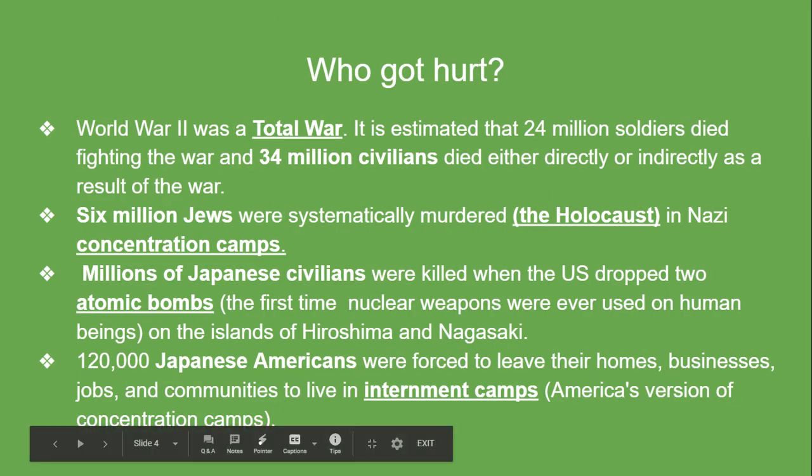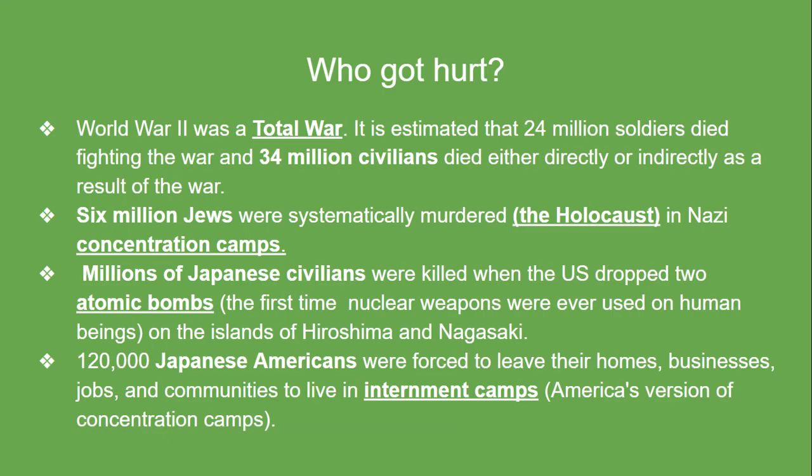Who got hurt? Now, World War Two was a total war. It is estimated that 24 million soldiers died fighting the war, and 34 million civilians died either directly or indirectly as a result of the war. 6 million Jews were systematically murdered, known as the Holocaust, in Nazi concentration camps in Germany and Poland. Millions of Japanese civilians were killed when the US dropped two atomic bombs, the first time nuclear weapons were ever used on human beings, on the cities of Hiroshima and Nagasaki.